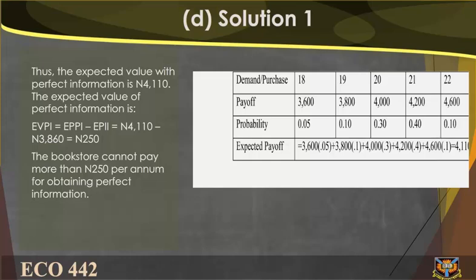The expected value of perfect information is EVPI equals EPPI minus EPII, which equals 4,110 naira minus 3,860 naira, equals 250 naira. The bookstore cannot pay more than 250 naira per annum for obtaining perfect information.